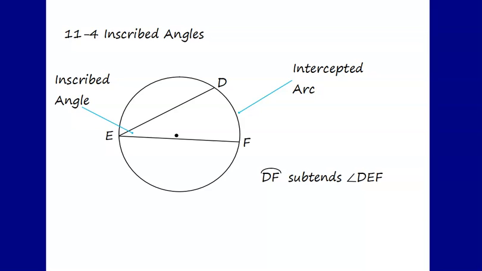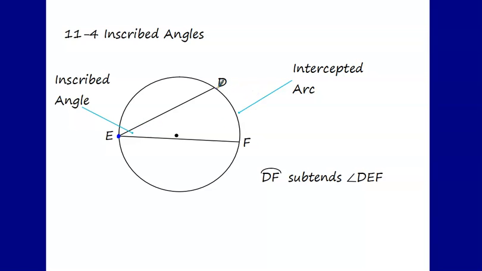Section 4 is about inscribed angles. So an inscribed angle is an angle where the vertex is on the circle. So like this angle here, we have the vertex is at point E on the circle, and then it extends to the other side of the circle. So this is the inscribed angle.